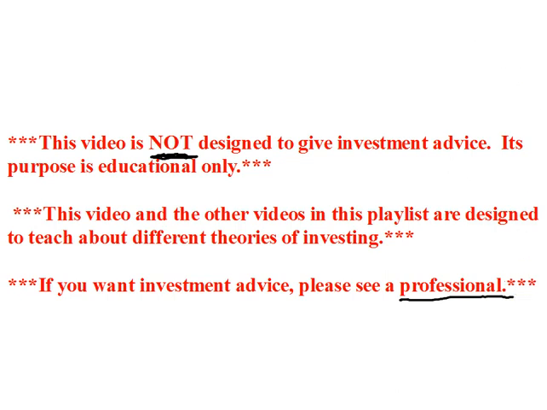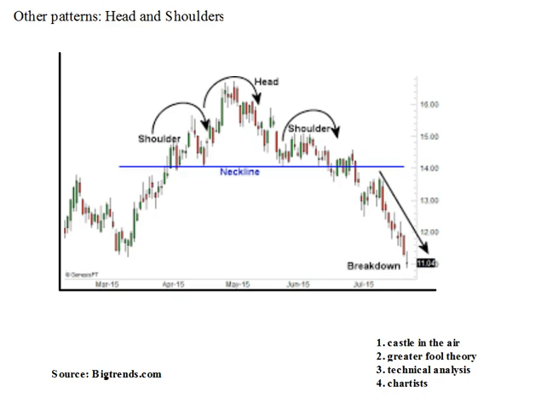Okay, so let's get back into talking about the stock market. What I was talking about in a recent video was the second theory of investing, which we called castle in the air. We said that instead of using earnings, dividends, yields, and P/E ratios to figure out whether or not to buy a company, we are going to use graphs to decide whether or not to buy a company. So let's talk about that a little bit more.